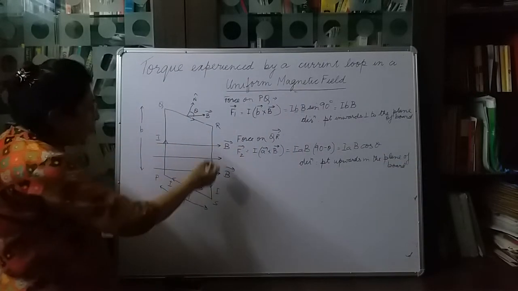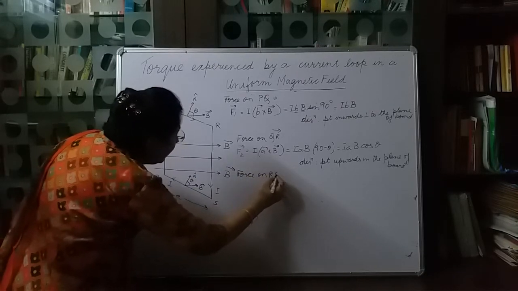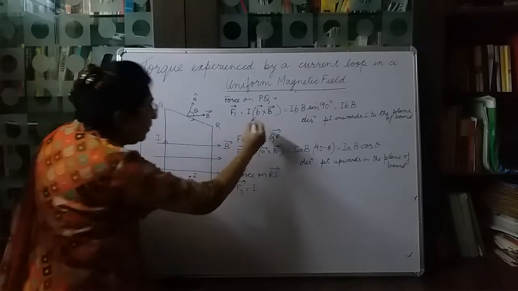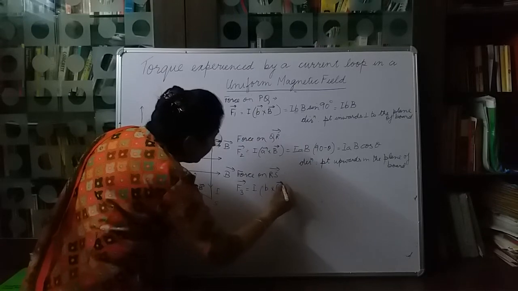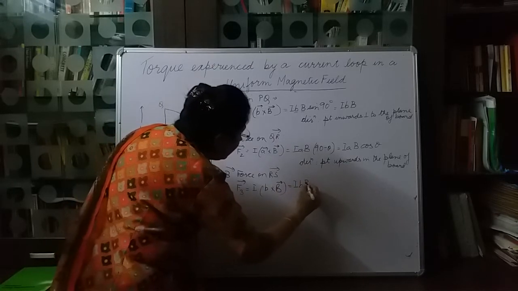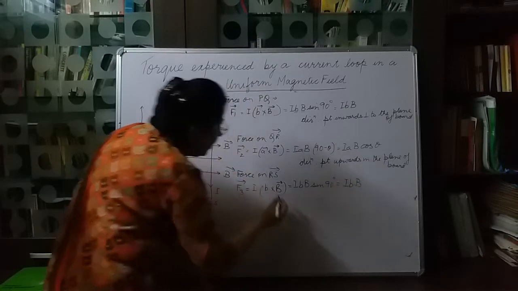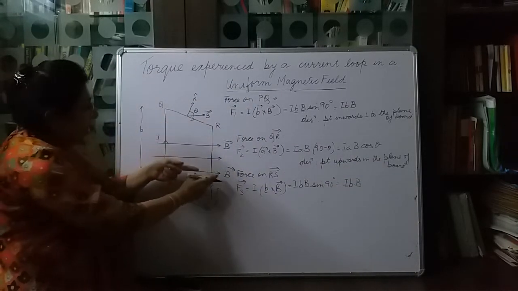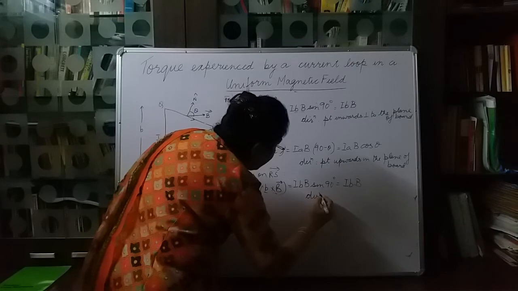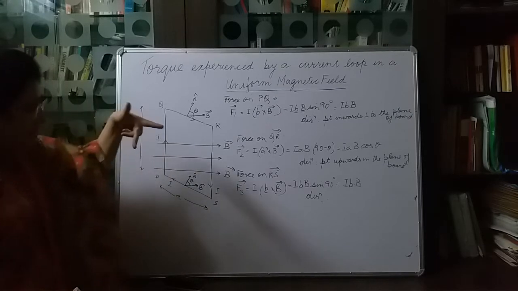Let us see now the force on the third side, RS. F3 equals I again b cross B, the length current element into B, equals I b B sine 90 equals I b B. Here the angle between b and B was again 90, the current direction and magnetic field. And the direction is again given by Fleming's left hand rule.